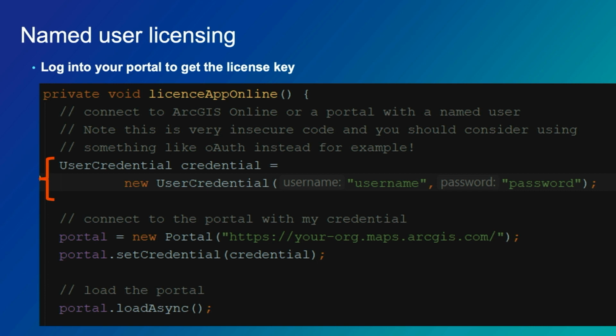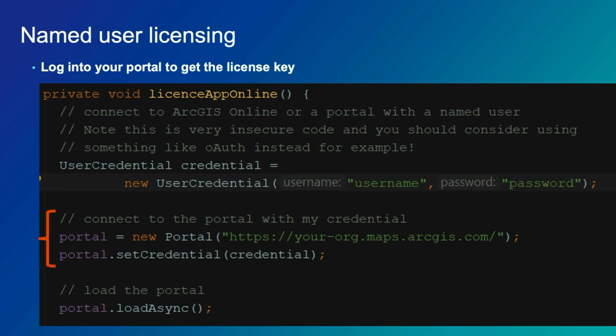Named user licensing is when we need to log into our portal to unlock the capabilities of Runtime. Now, I'm demonstrating this with code, which I have to admit is very bad practice, but it's a very good way of explaining the processes that we're going through. So I would strongly discourage you from burning a username and password into your application. You really should be using a login method like OAuth, but this is just for demonstration purposes.